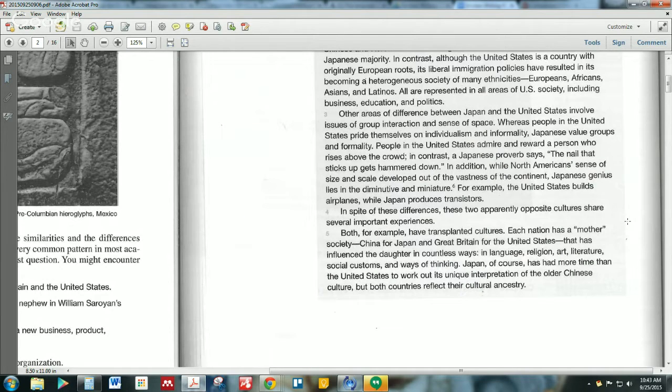In spite of these differences, these two apparently opposite cultures share several important experiences. Both, for example, have transplanted cultures. Each nation has a mother society, China for Japan and Great Britain for the United States, that has influenced the daughter in countless ways in language, religion, art, literature, social customs, and ways of thinking. Japan, of course, has had more time than the United States to work out its unique interpretation of the older Chinese culture, but both countries reflect their cultural ancestry.